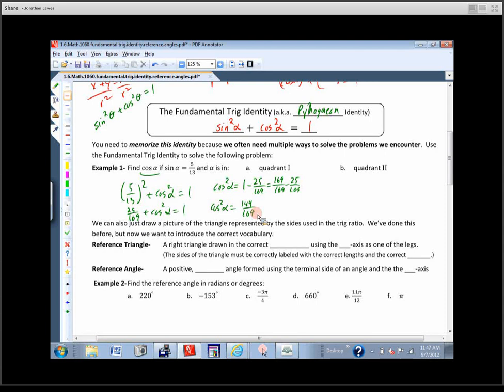I need to know what the cosine of alpha is. Right now I have the cosine of alpha squared. How do I get the cosine of alpha all by itself? Take the square root. I'm going to end up with the cosine of alpha is equal to 12 over 13. Now I'm hoping that someone in here has just a little bit of heartburn over this last step, jumping from this equation, just taking the square root of both sides and then saying that's the answer.